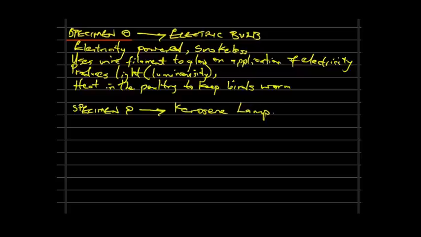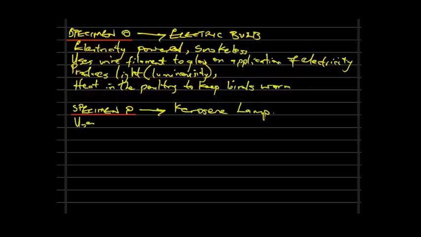So here we'll be talking about specimen P and its function. One of the functions of specimen P is the same as the function of specimen O. We said that specimen O is used to generate heat and luminosity. So that is what the kerosene lamp is also doing. But it is powered differently. The kerosene lamp is powered using a particular fuel. The fuel it is using is kerosene.